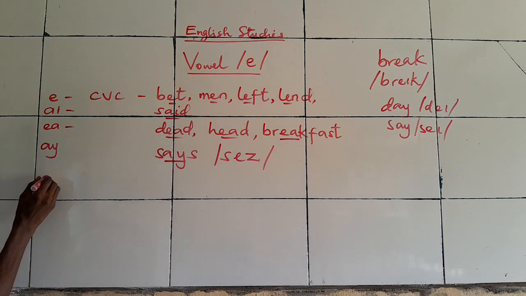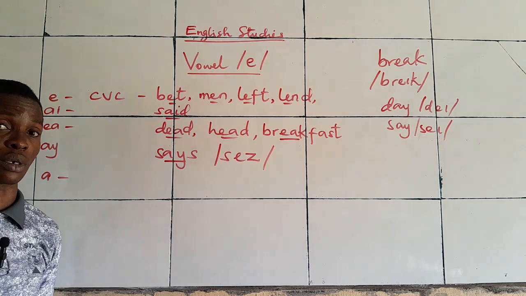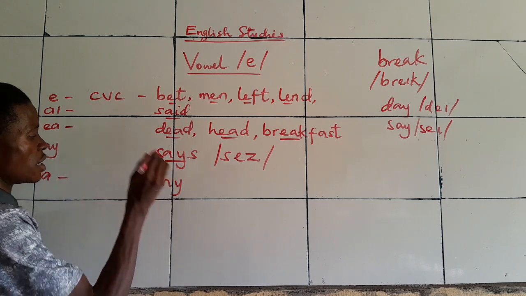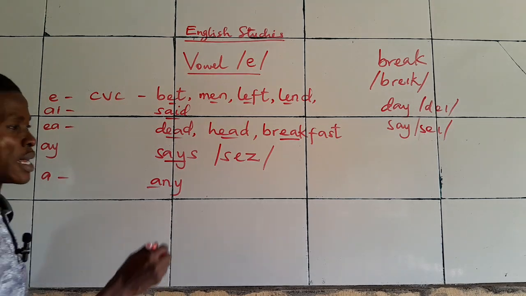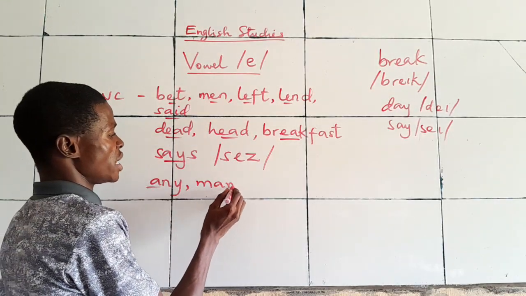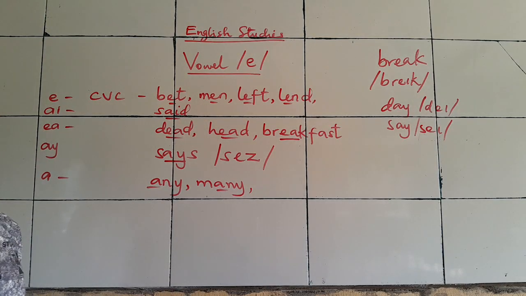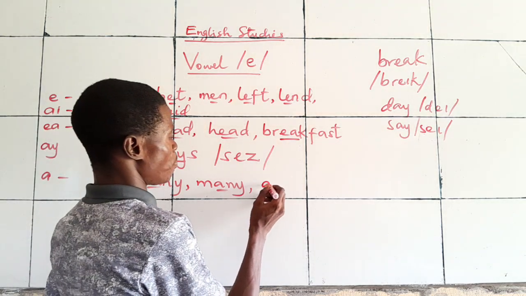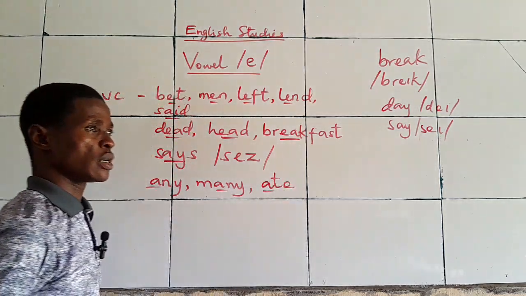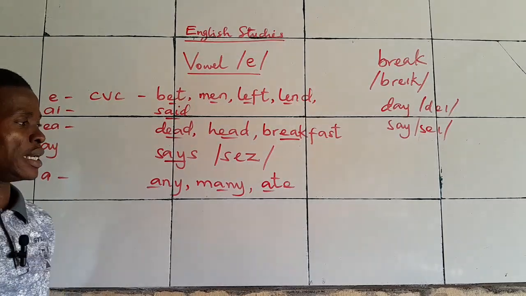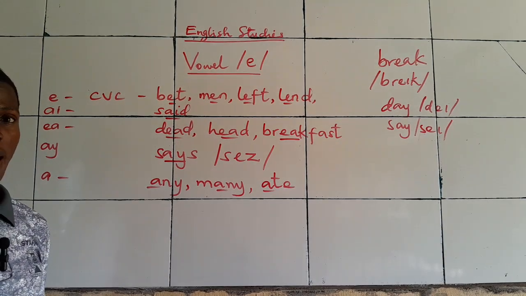Now, apart from that, let's consider only letter A. Yes, letter A is expected to give us its usual sounds. Fine. But letter A can also give us the sound E. Consider this word, A-N-Y, pronounced any. Add letter M, M-A-N-Y. It will be pronounced many, and lots more. Let's consider this word, past tense of eat. Some people will call it ate. No, it is not ate. We call it et. A-T-E will give us et.